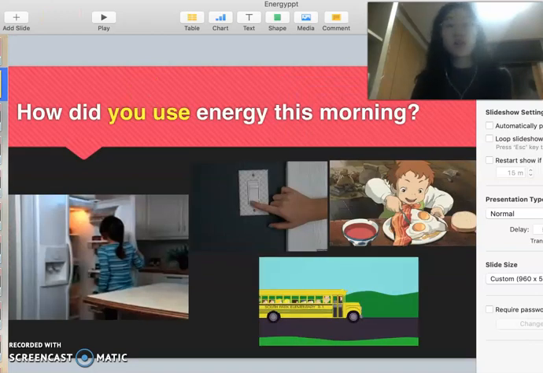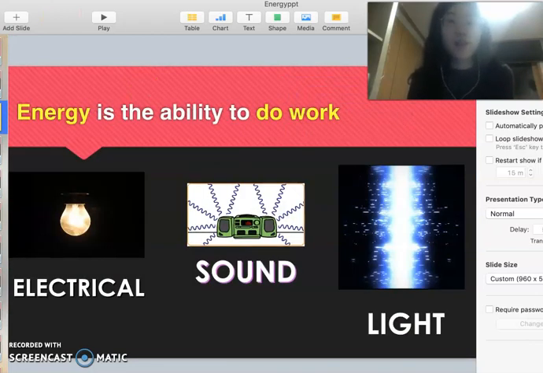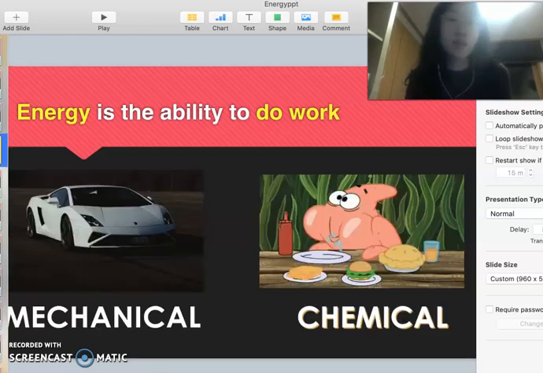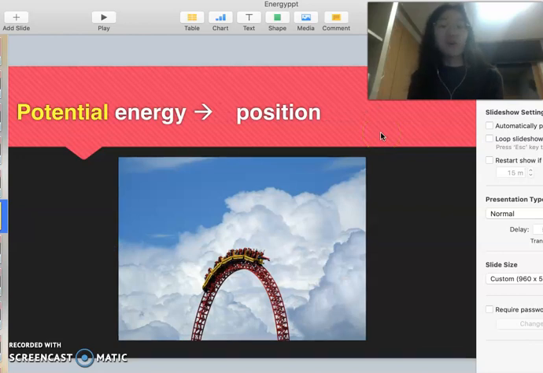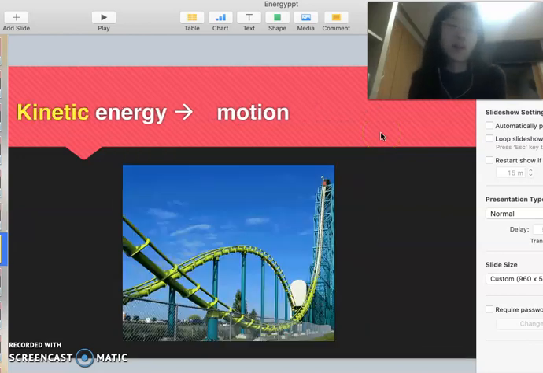We talked about energy. Energy is everywhere. There are different kinds of energy: electrical, sound, light, mechanical, chemical, which is how our body digests food. We learned that energy can change to other forms, such as a flashlight. If you put batteries inside a flashlight, it changes from chemical energy to electrical energy. We learned about potential energy and kinetic energy.